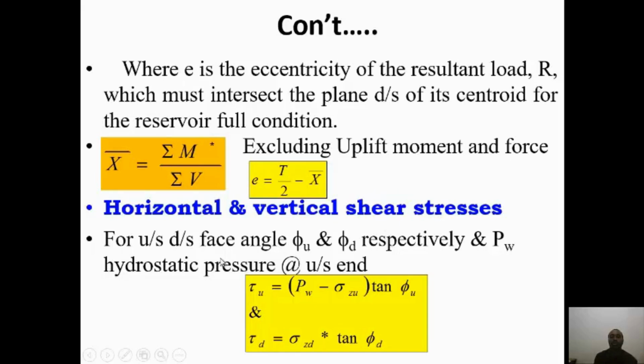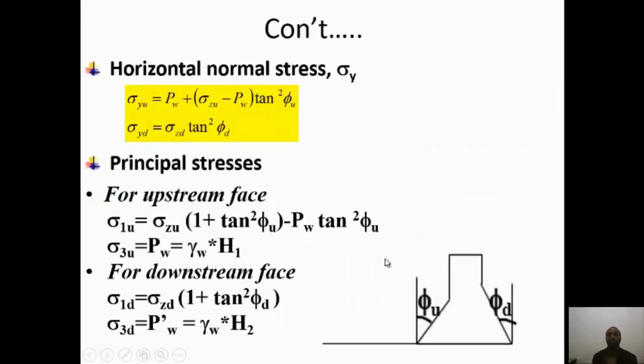For horizontal and vertical shear stress, you can use this equation, where phi upstream is the upstream inclination from the vertical line and phi downstream is the downstream inclination from the horizontal line. So these are the horizontal normal stresses, sigma y. Sigma y upstream is PW, which is water pressure, gamma W times Z1, then PW times the square of phi upstream. This is horizontal normal stress sigma YD. Also, you can use this equation.